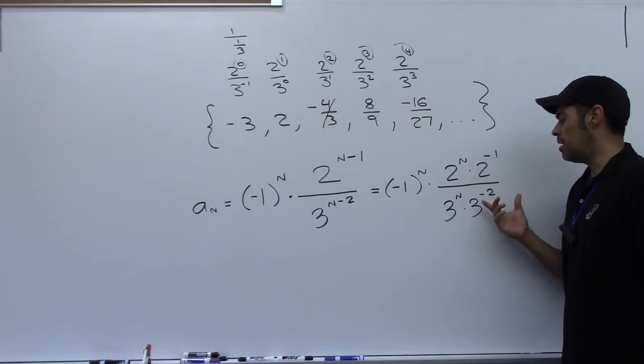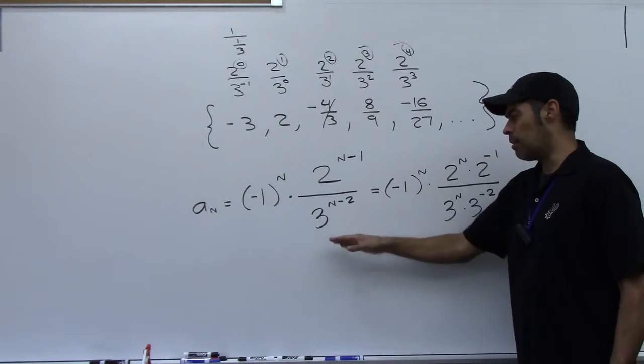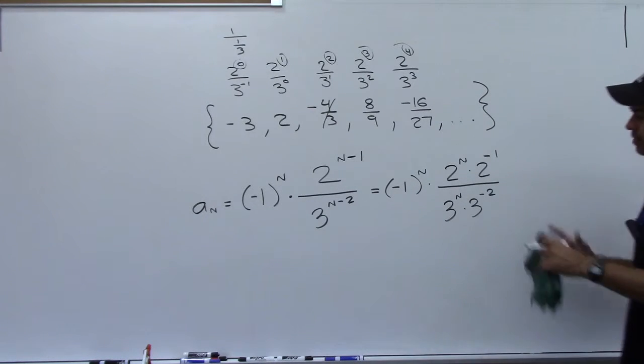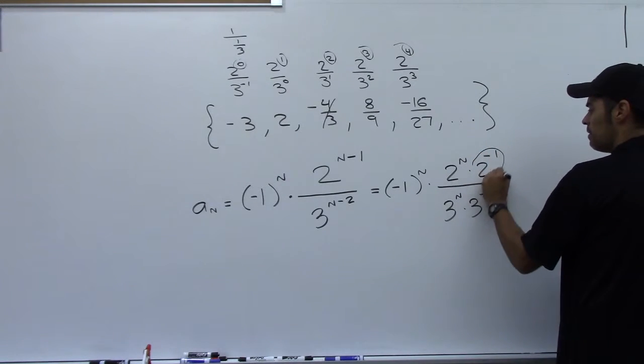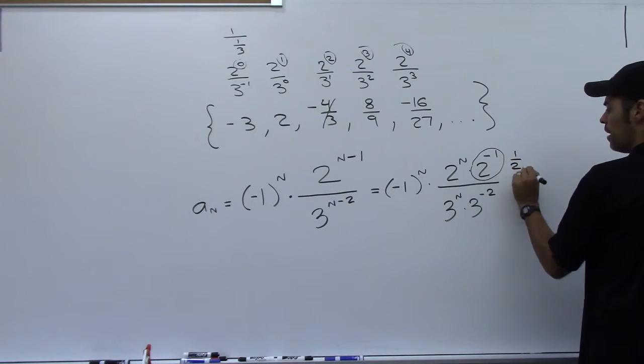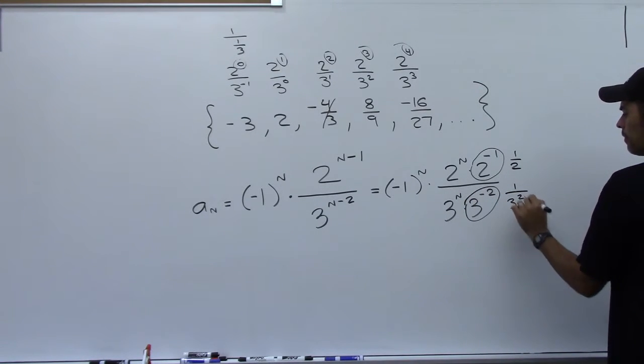n plus negative 2 is n minus 2. So to put these two together, you would get this. We're going backwards. We're taking that, ripping it apart into its different factors. And the reason why we do this is because we can simplify this. This is just 1 over 2. And we can simplify this, which is 1 over 3 squared.